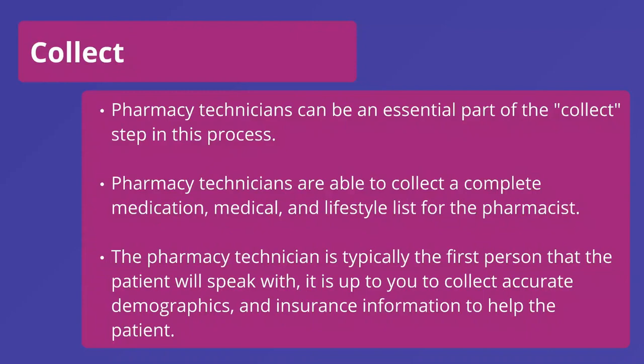So figuring out whether or not the patient has allergies, figuring out what other medications the patient may be taking, figuring out whether or not the patient smokes or if the patient drinks are all key pieces of information that can be collected at this point to help the pharmacist in this process.